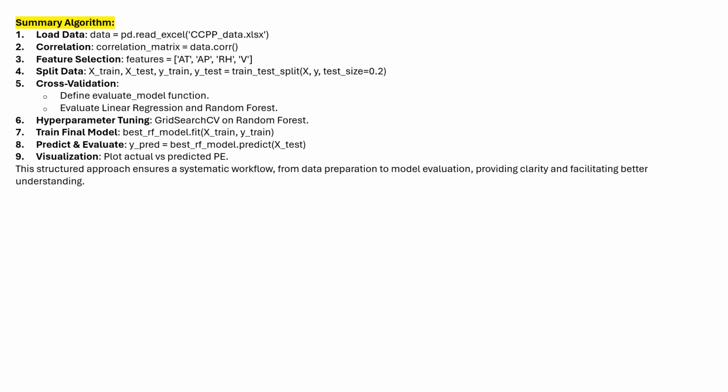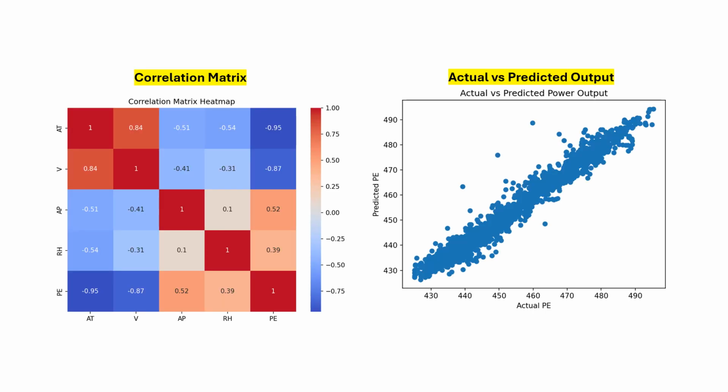This is the same thing in terms of the algorithm, where I've mentioned all the specific lines of code used for the data load, correlation, feature selection, splitting, cross-validation, etc. So this structured approach ensures a systematic workflow from the data preparation to model evaluation, providing clarity and facilitating better understanding. Here is the result of the correlation matrix, and on the right we have the actual and predicted output. We can clearly see a very neat and clean graph on the right.